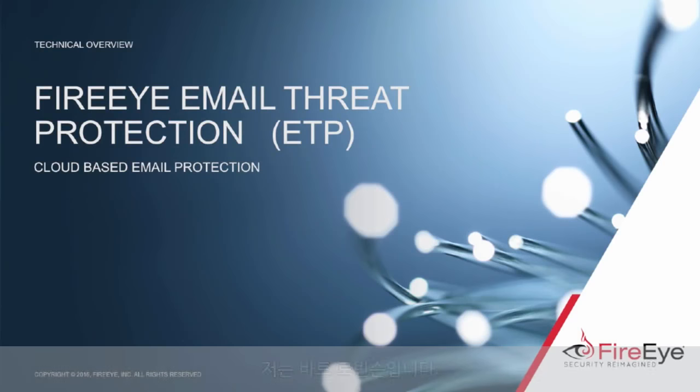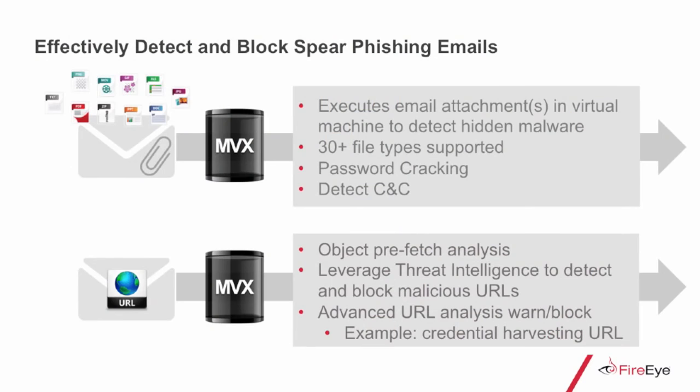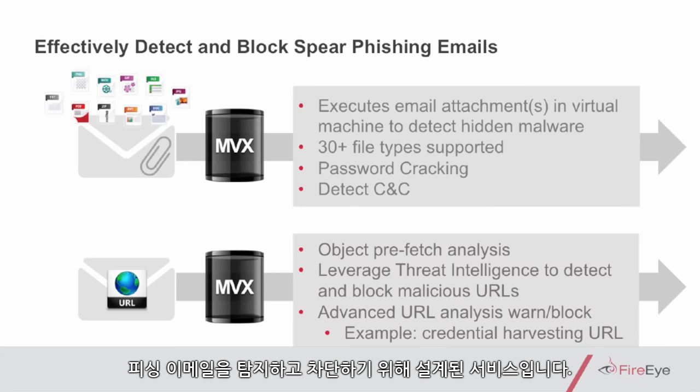My name is Bart Robison, and today I'll talk about the FireEye Email Threat Protection Platform, known as ETP. FireEye's ETP service is designed to detect and block spear phishing emails which contain malicious attachments and links.